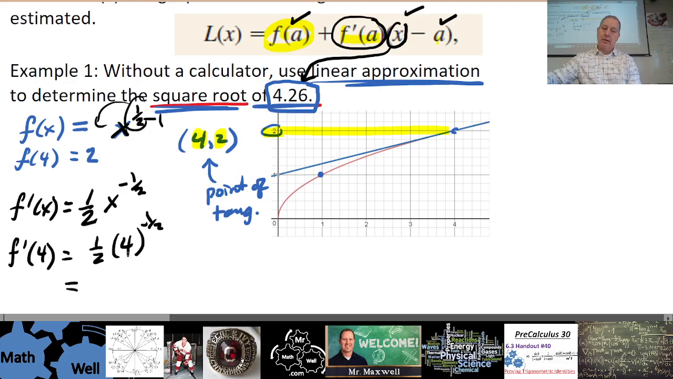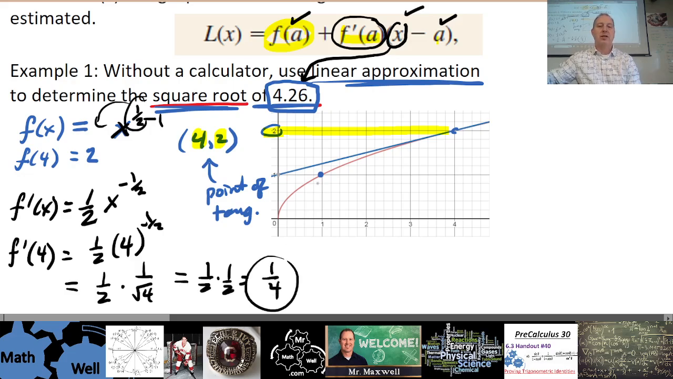Okay, so without a calculator, there's no calculator here. Obviously, this is 1/2, and this is 1 over square root 4, right? So that's 1/2 times 1/2, which is 1/4. So does everyone see that the slope of this line here is 1/4? The slope is 1 over 4. You okay with that? Awesome. So now we have all the pieces, and I can find out what this linear approximation is.